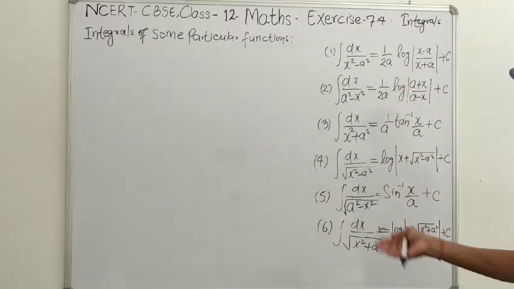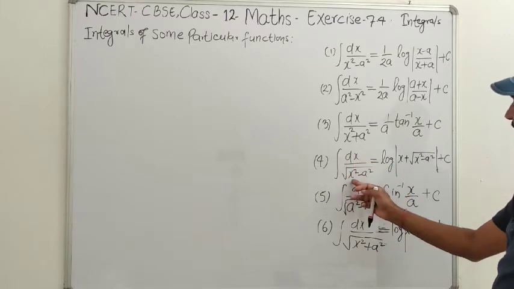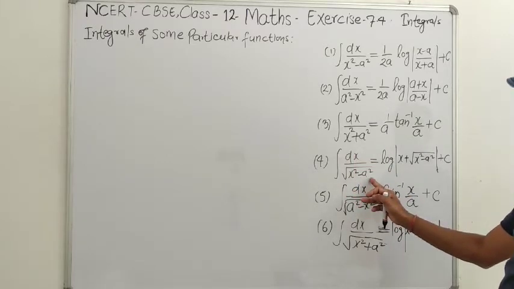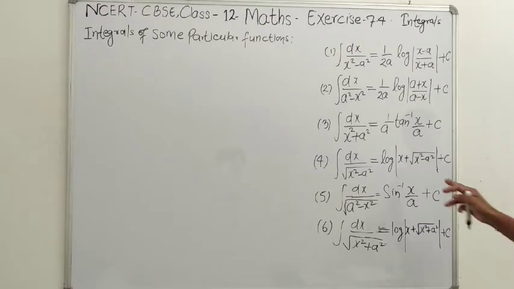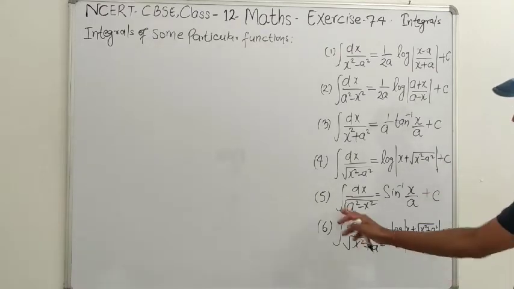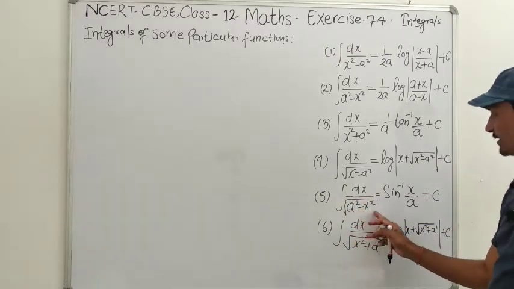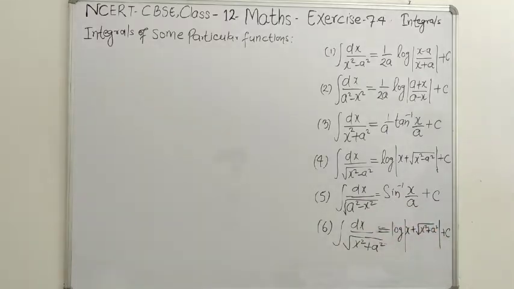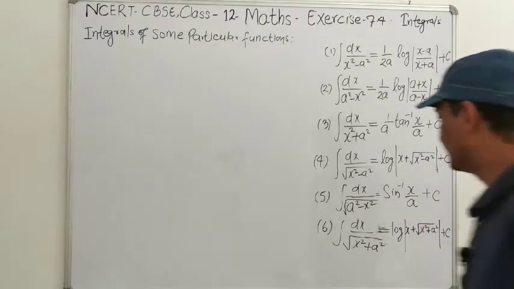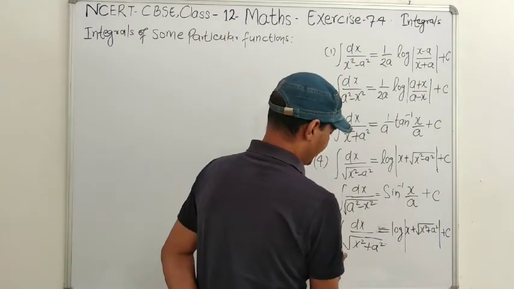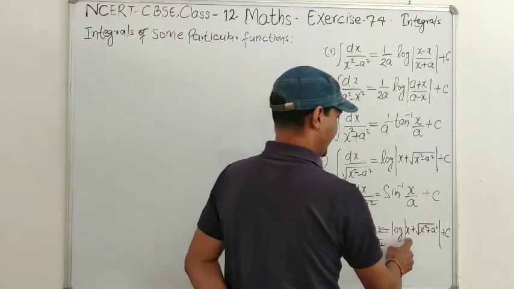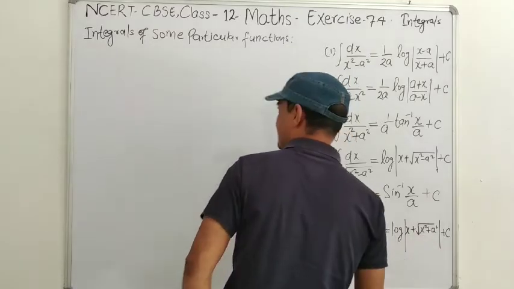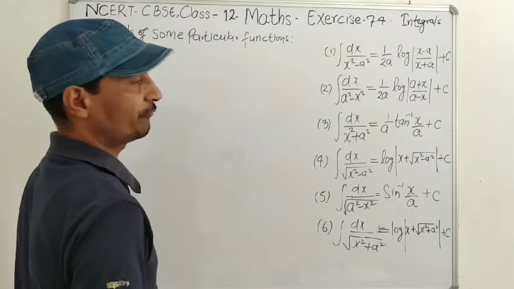Number 4 is these 3 things including square root, integration of dx by root over x square minus a square. It was without root, but it is including root. This equals log of mod of x plus root over x square minus a square plus c. Number 5, integration of dx by root over a square minus x square equal to sin inverse x by a plus c. We will put c in all the integrals. Number 6 is dx by root over x square plus a square equal to log of modulus x plus root over x square plus a square plus c. So these are the standard formulas.